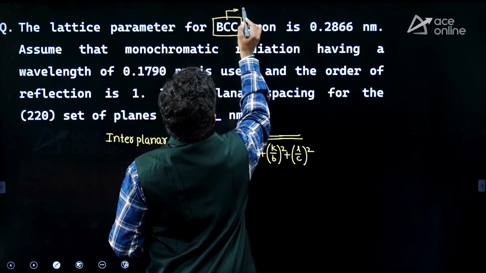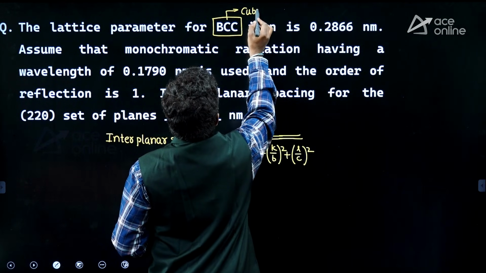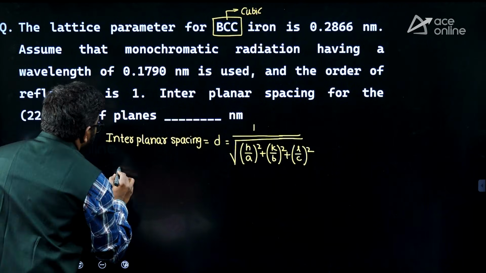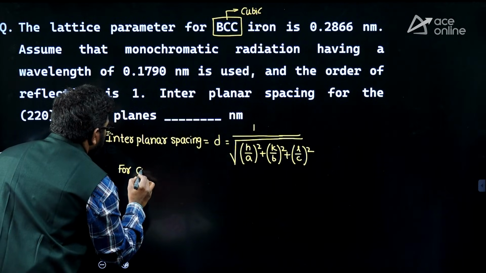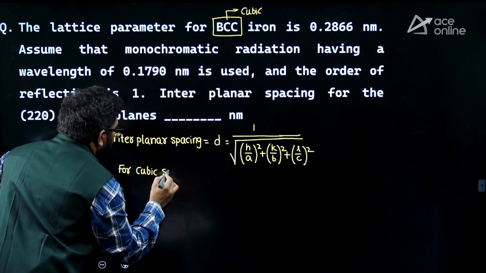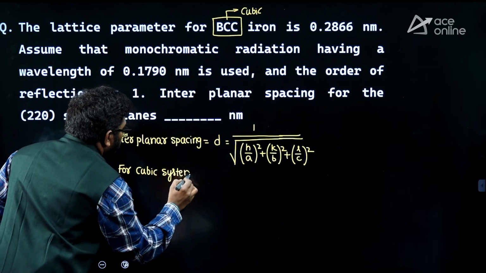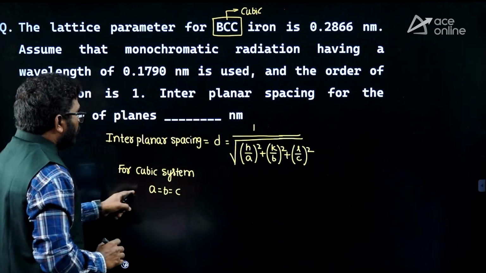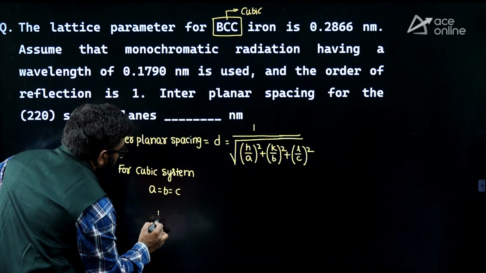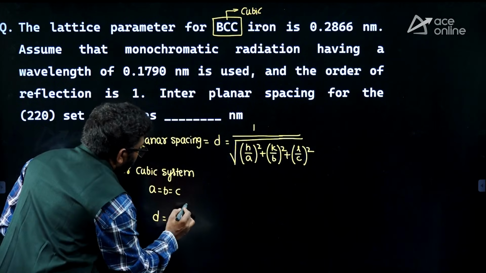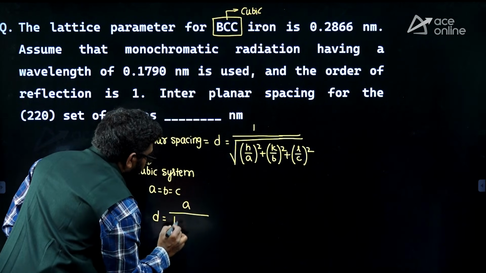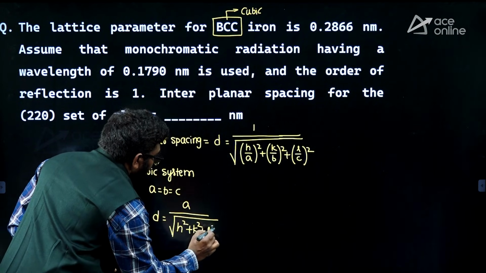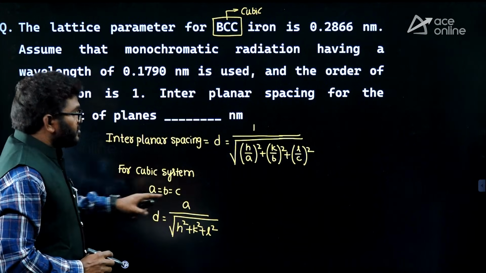BCC structure is having a cubic type unit cell. So for a cubic system, we are familiar that A is equal to B is equal to C. Now if I substitute in this equation, interplanar spacing D is equal to A by under root H square plus K square plus L square, right? Now we should use this equation.